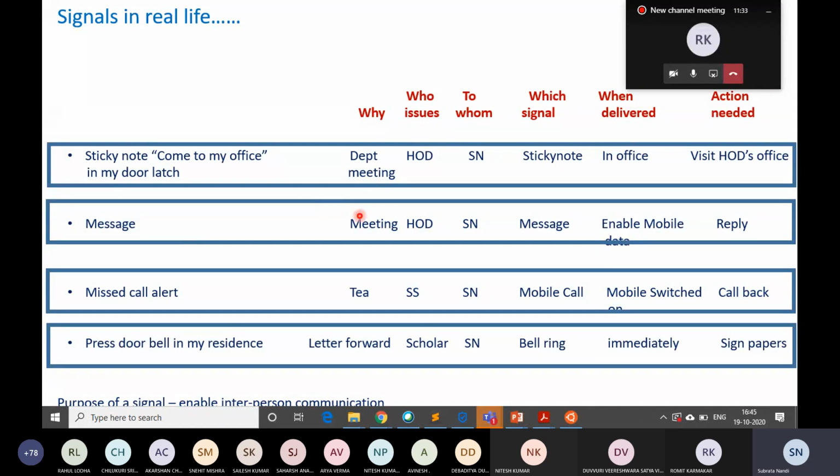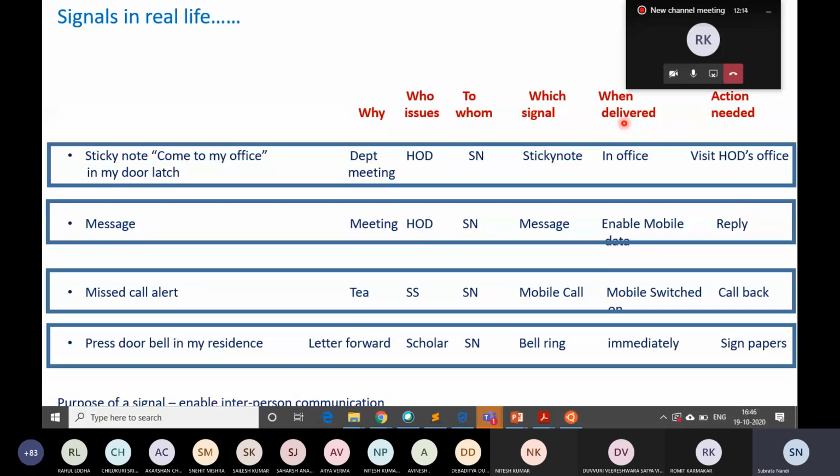So when we talk about signals, some kind of signal that she wants to pass on to me, the important points are: why the signal is required, or the reason for raising the signal, which is the event that triggers the signal. It can be a departmental meeting, a normal meeting, whatever. Who issues the signal, which in this case is the HOD. To whom, which is intended for me. Which signal, meaning the type of the signal, maybe a sticky note or an electronic message.